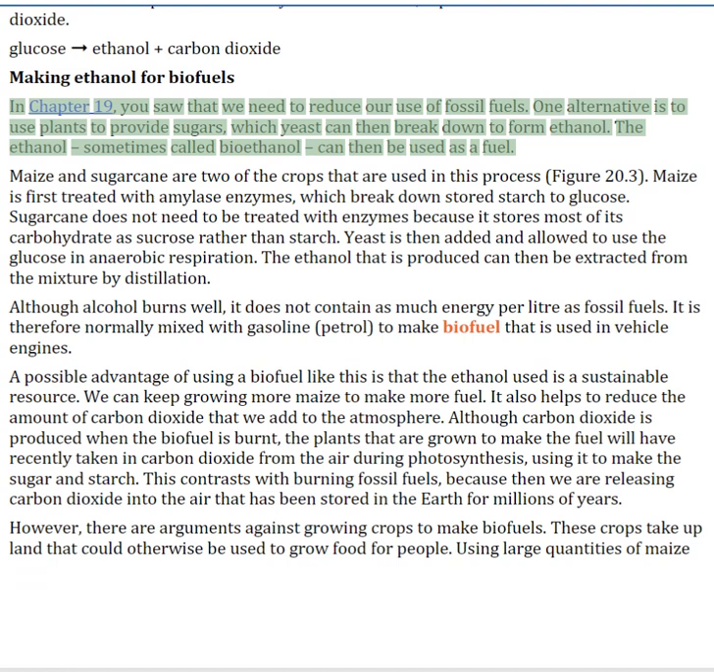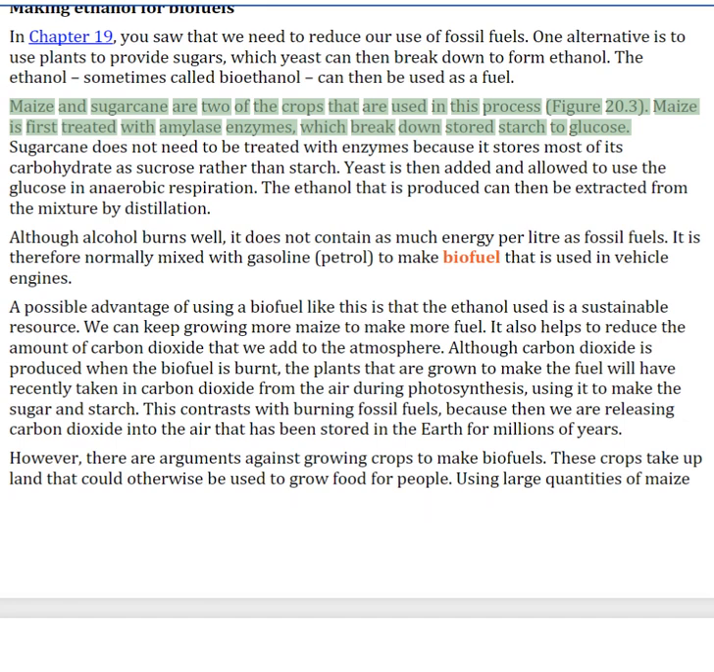In Chapter 19, you saw that we need to reduce our use of fossil fuels. One alternative is to use plants to provide sugars, which yeast can then break down to form ethanol. The ethanol, sometimes called bioethanol, can then be used as a fuel. Maize and sugarcane are two of the crops that are used in this process.